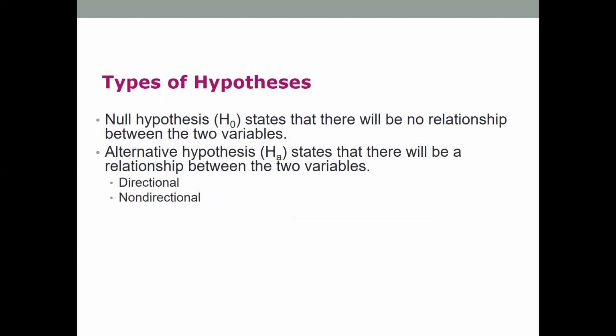There are two types of hypotheses that we're going to talk about. The first one is the null hypothesis, and it states that there will be no relationship between two variables. And so this is something important to remember. It states that there will be no relationship between the two variables. An alternative hypothesis states that there will be a relationship between the two variables. And that relationship can either be directional or non-directional.